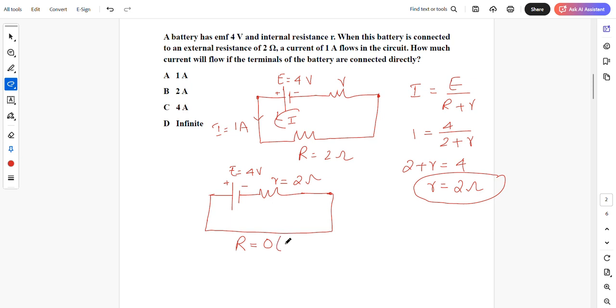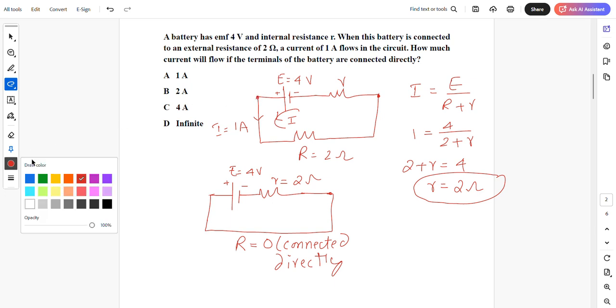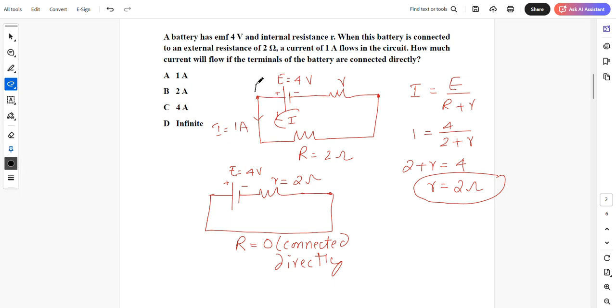Connected directly. Here, how much current would flow if the terminals of the battery, these are the terminals of the battery, I will call this A and this is B, which include the internal resistance. If they are connected directly, R is equal to 0. Earlier it was R is equal to 2 ohm. Now what will be the current here?